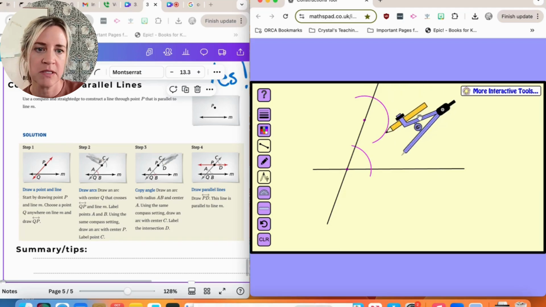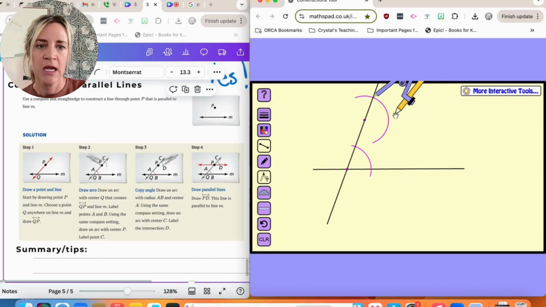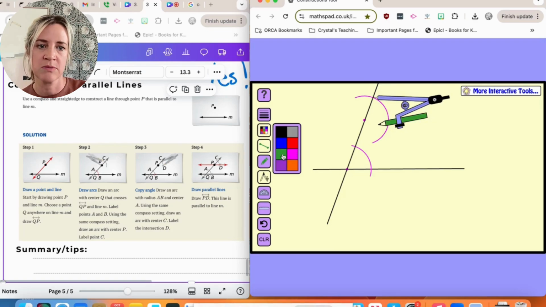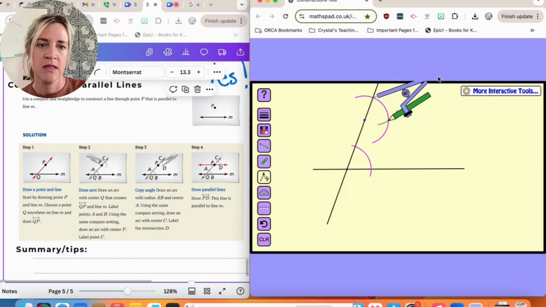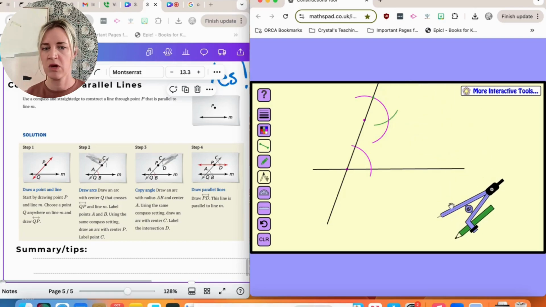Let's rotate my compass first. Okay, we're going to open it up so it crosses here, and we want to cross this line. Where does it cross? So we're going to make an arc, and I'm going to change the color of this one to green. That's important, where that crosses. And then we create a line segment through this intersection and this one.